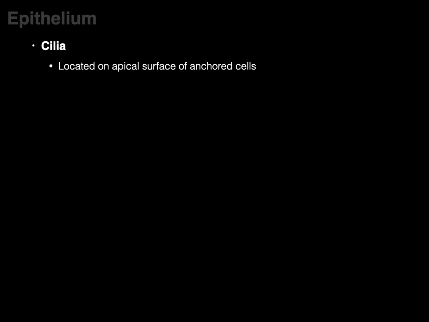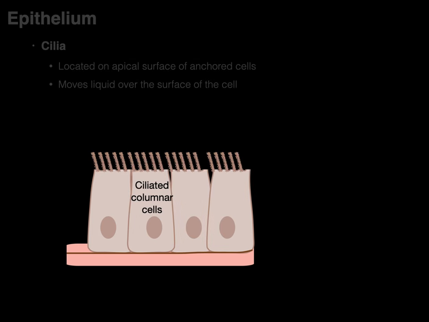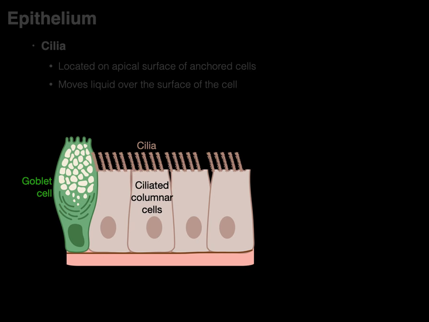Now let's talk about cilia and microvilli for a second. Cilia are located on the apical surface of anchored cells, and they move liquid over the surface of the cells. So here are ciliated columnar cells, and there's the cilia projecting from the top, and there's a goblet cell, and goblet cells make mucus. And what does mucus do?